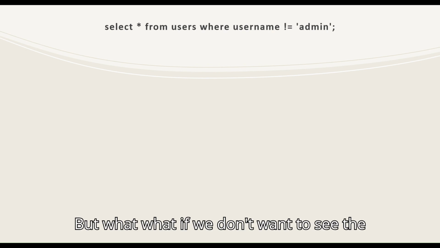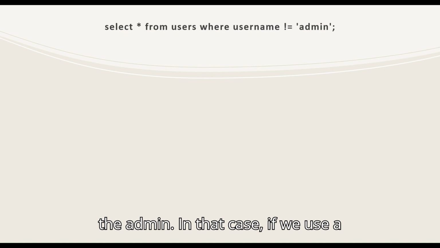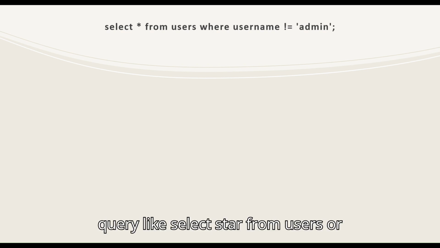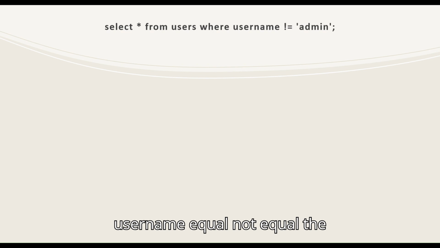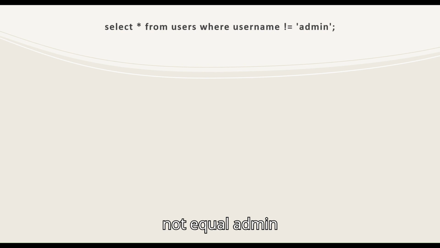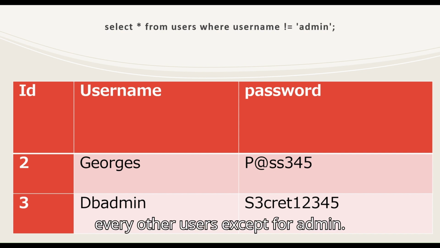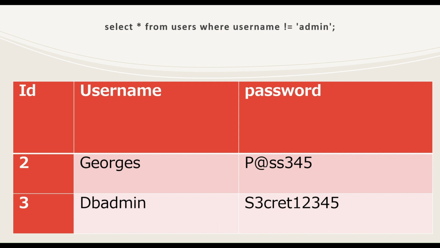But what if we don't want to see the admin? We want to see everything else but the admin. In that case, we use a query like select star from users where username not equal, the exclamation point before equal saying not equal, admin. In that case, the database will return every other user except for admin.